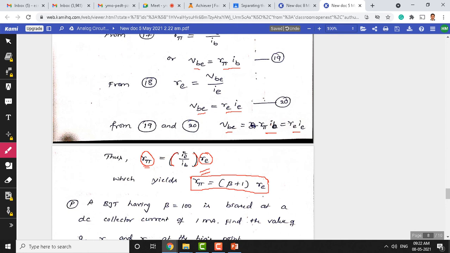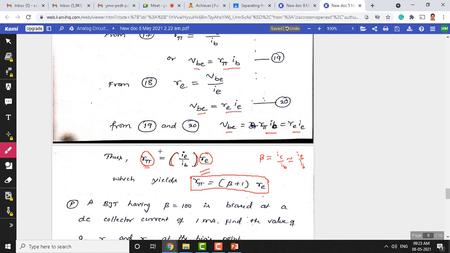Okay, because you can see Ie by Ib, what is that expression? It can be written as beta, right? Beta, which is equal to Ic by Ib. This also can be written as Ie by Ib. So that gives me beta times Re, or 1 plus beta times Re; we can also write it like that, because Ie and Ic have only a small difference. To overcome that, we can add 1 plus beta times Re. Any questions about this?